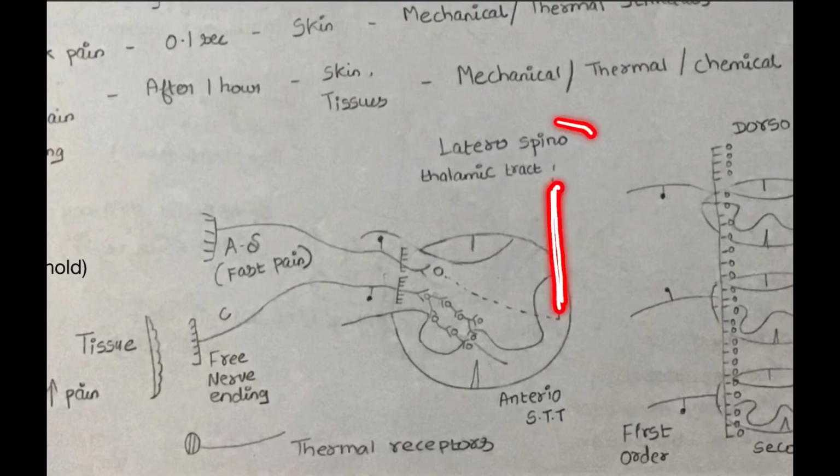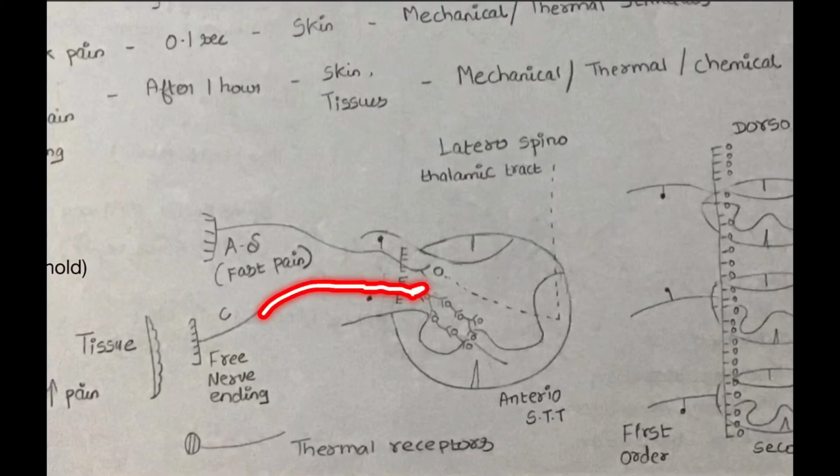So the name of the tract is the lateral spinothalamic tract. The slow pain fibers will also meet second order neurons, and they will go to the anterior side, the anterior system, and we will discuss this later.